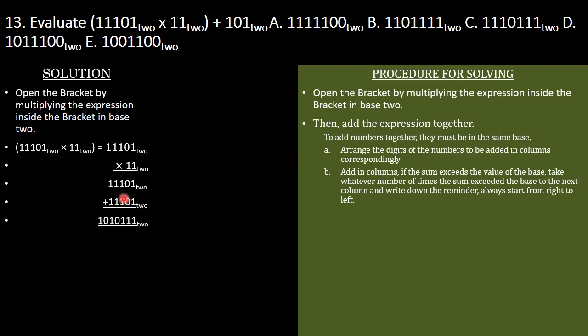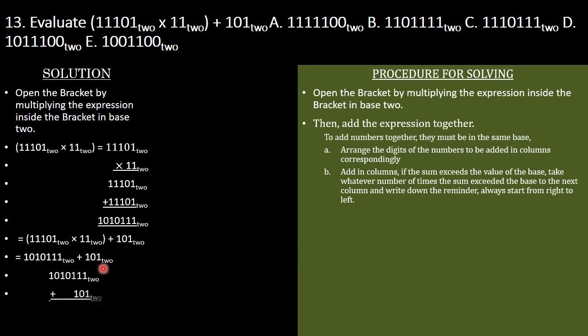When we add these two values together, we have 10101111 base 2. Let's go back to our question. When we add 1001 base 2 to this term, we have 10110111. That is the multiplication of these terms. We have 1010111 base 2 plus 101 base 2. Let's add them together. When we add them together, we have 1011100 base 2.